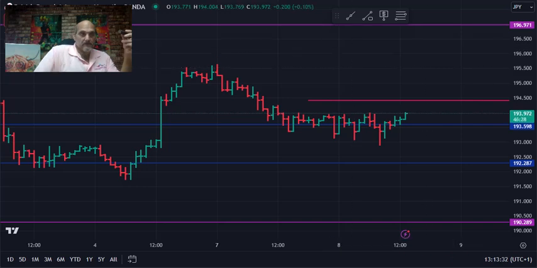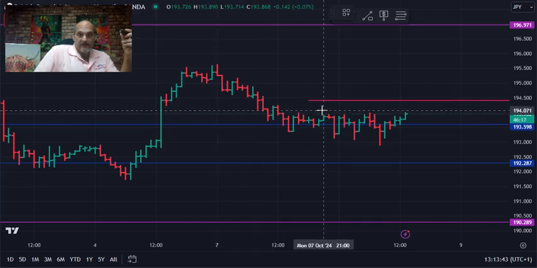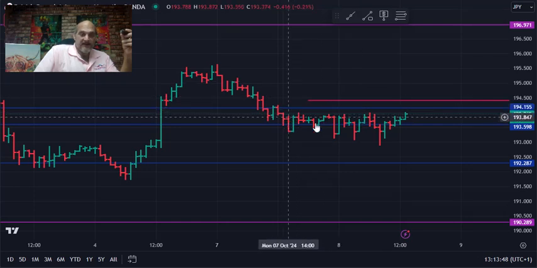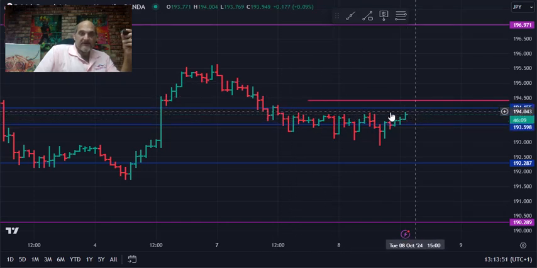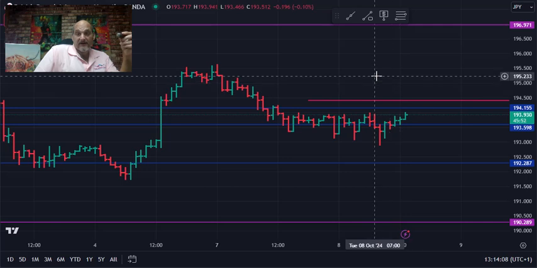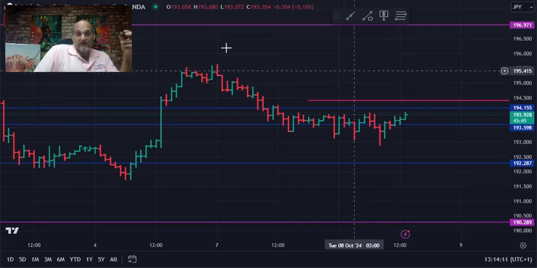Let me get some points. I've got to add a point here. I've got slight resistance right at 194.16. Let me put it down here. You see how it channeled here? 194.16 is slight resistance. If it breaks through here, it's got to get through 194.45, and then we've got 195.35. So let's get a level up there.